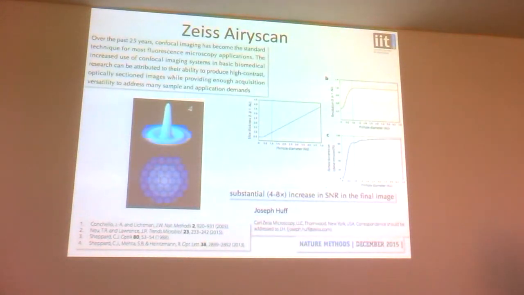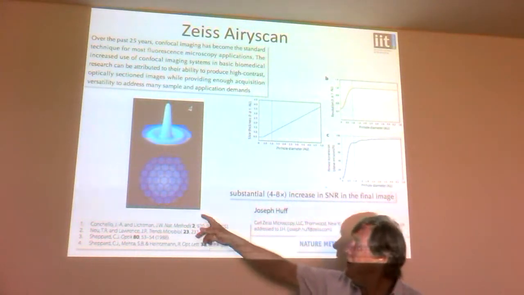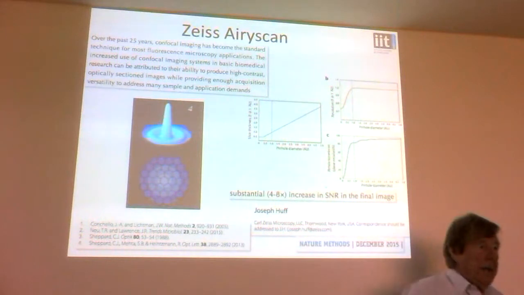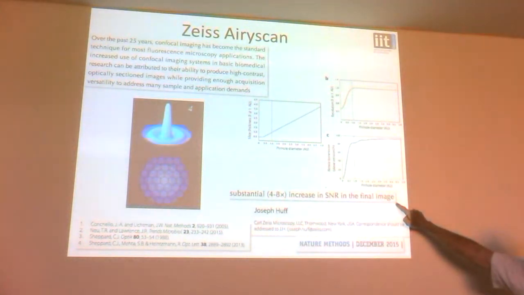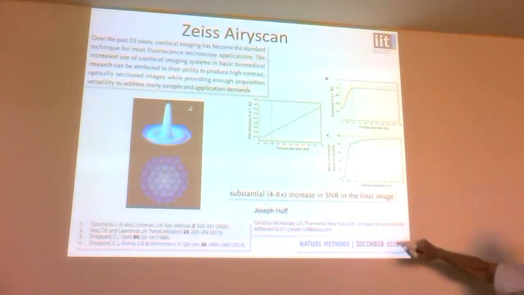Well, this was commercialised by Zeiss. They call it the Airyscan, but it basically works on this principle. So they use an array of 32 elements, and then they use this pixel reassignment type concept in order to merge the signals from all of those detectors. As they're claiming in this paper here, a substantial 4 to 8 times increase in the signal to noise ratio in the final image.